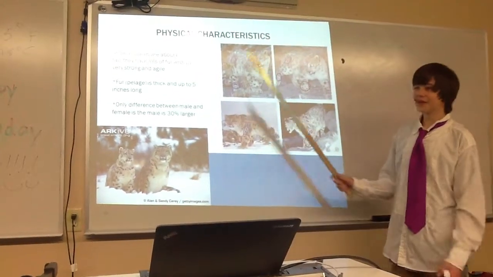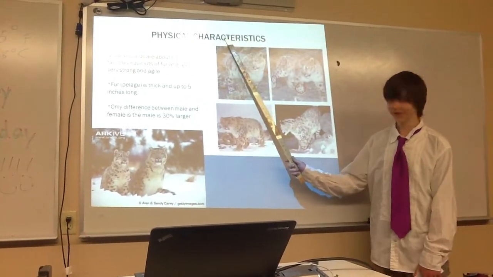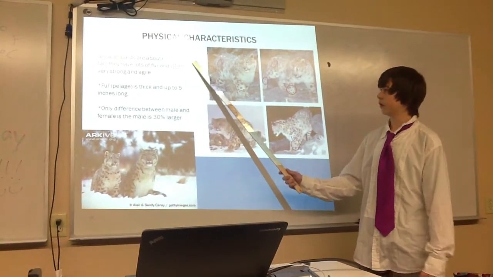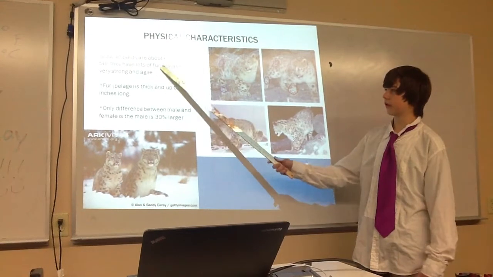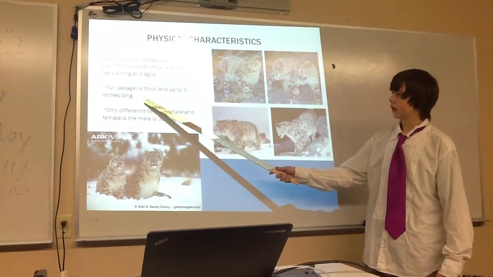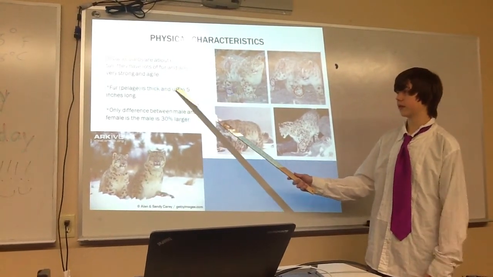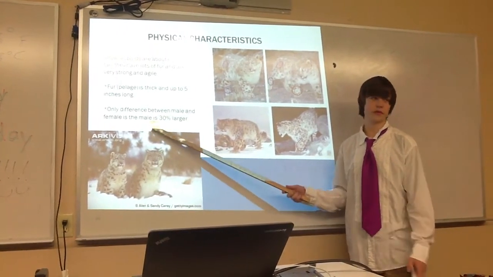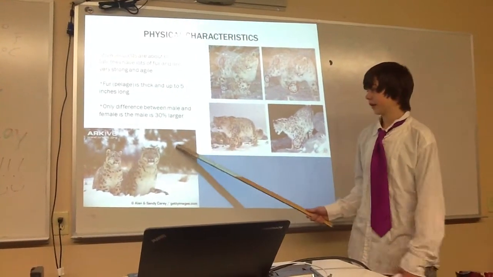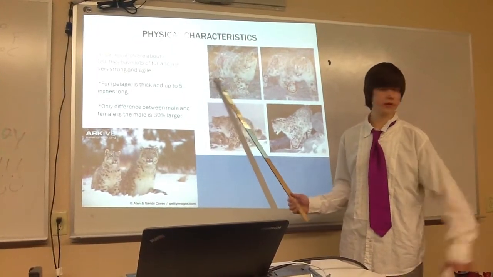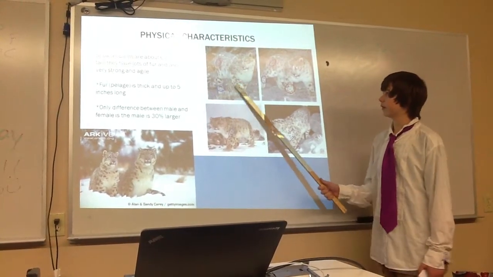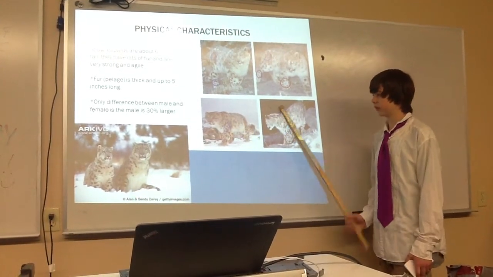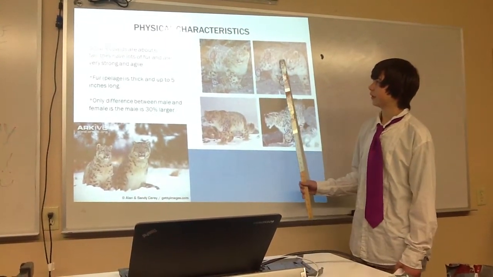And then here are the physical characteristics of the snow leopard. Snow leopards are about 6 to 7 feet long. They have lots of fur and are very strong and agile. Their fur is thick and up to 5 inches long. The only difference between male and female is the male is 30% larger. And over here, we have pictures of their fur. And how you can see, they all have similar spots, but every snow leopard has different markings and stuff.